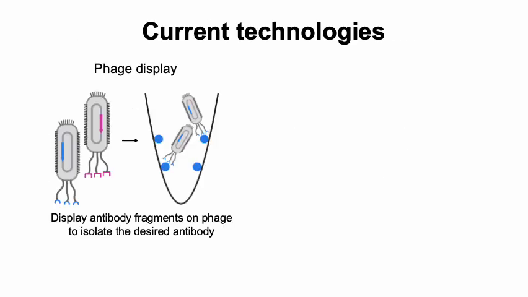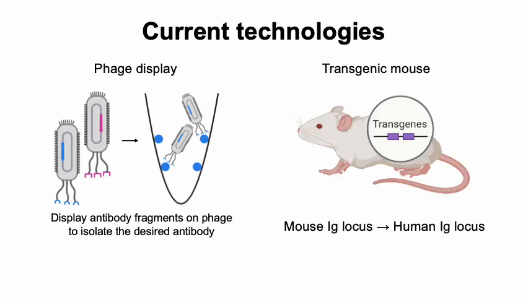The first modern method is phage display. Antibody fragments are displayed on bacteriophages, allowing rapid and efficient screening for high-affinity human antibodies. This approach avoids the need for animal immunization.